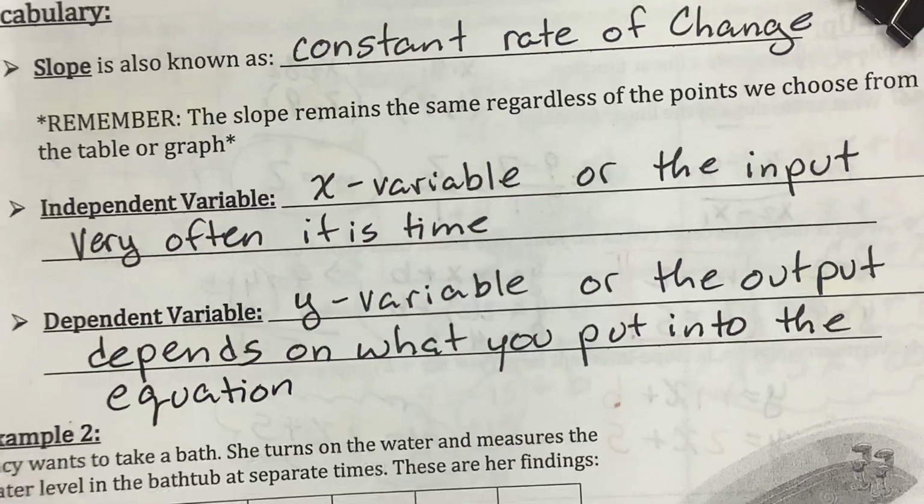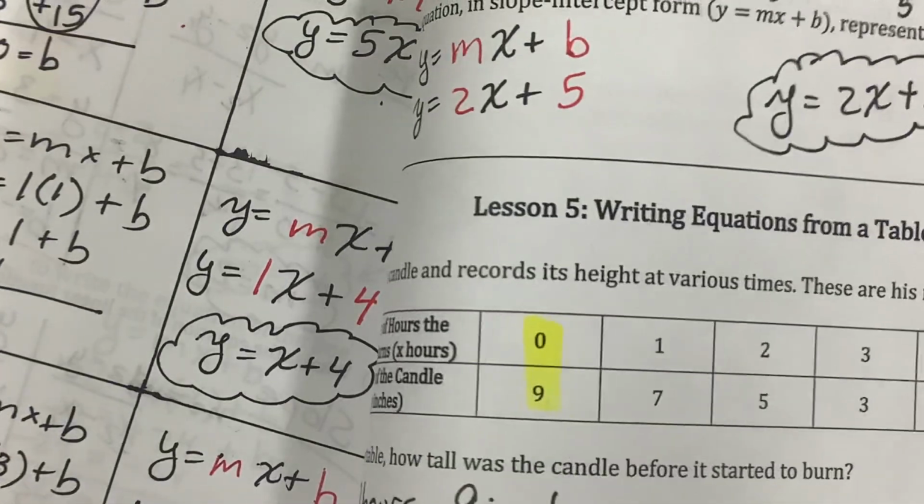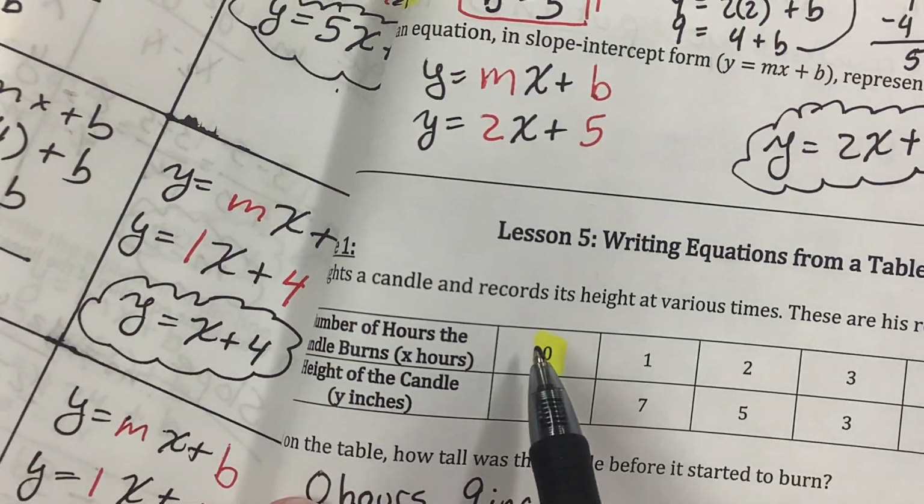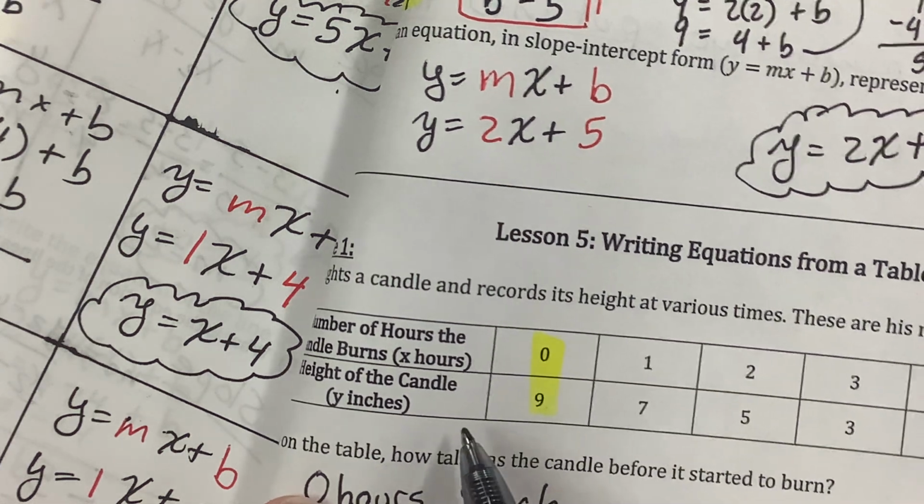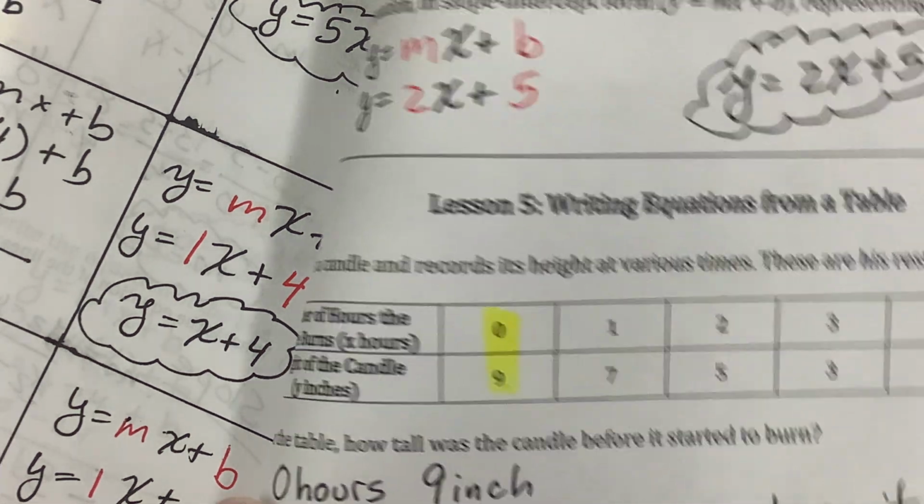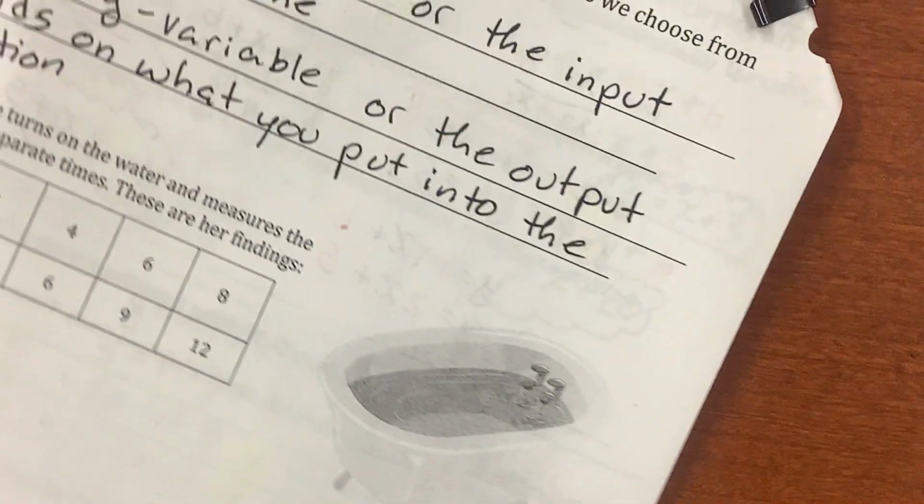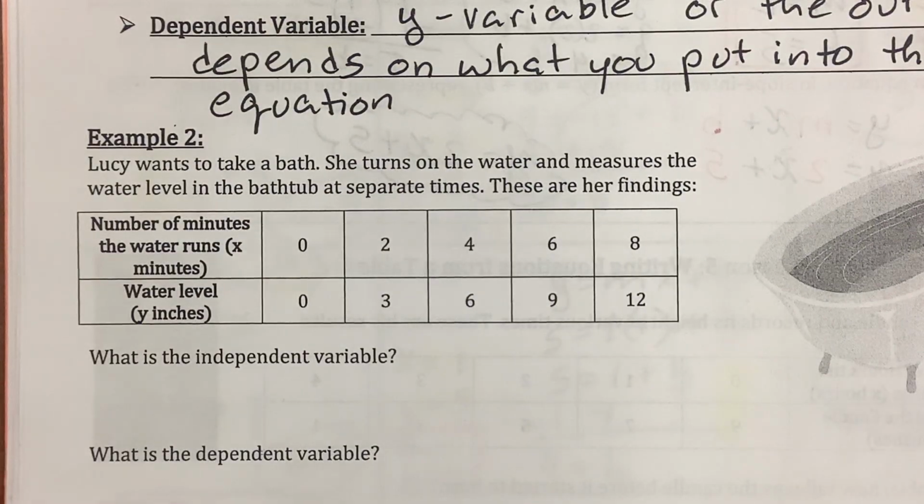So if we look back at what we were doing before, the input was the hours that the candle was burning. The output was the height of the candle. So input, independent variable. Output, dependent variable. Let's look at the next one.